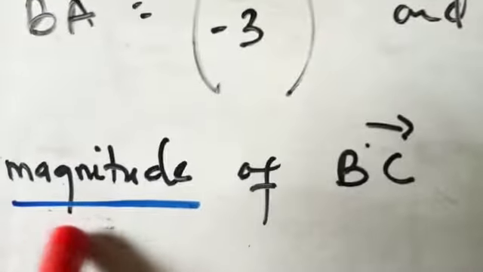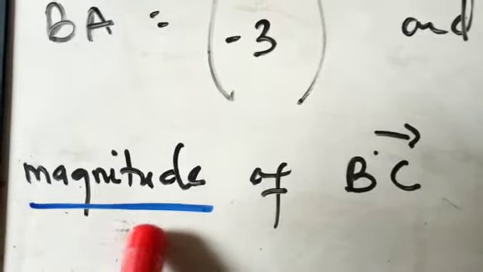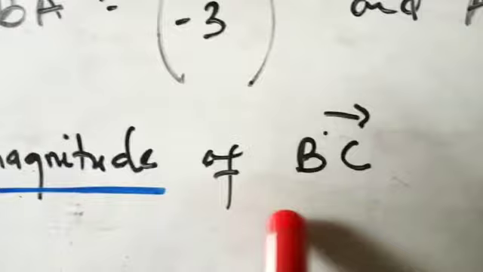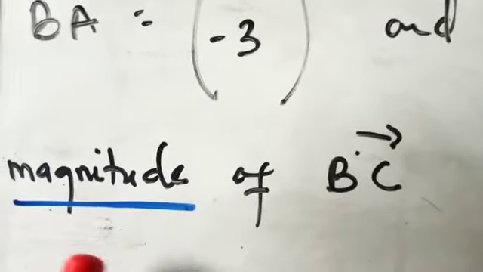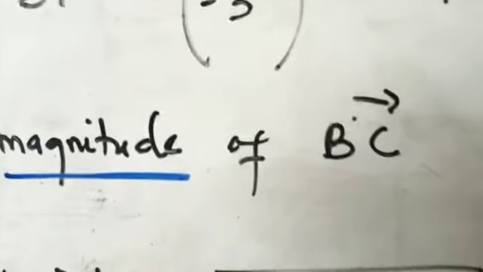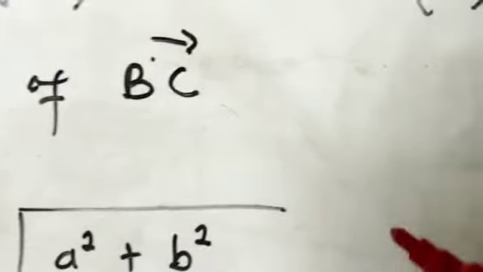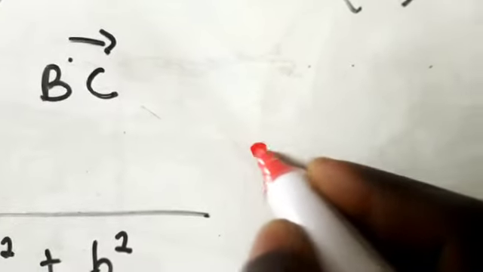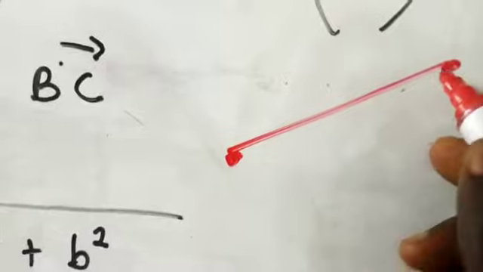One keyword here is that you should know what this means: the magnitude of BC. This word here, you must understand exactly what it means. What I mean by this is the magnitude. The word magnitude is a distance. Let's say you are here, then you move from here a certain distance. So this is what you call the magnitude.